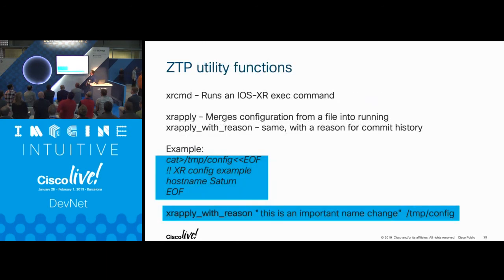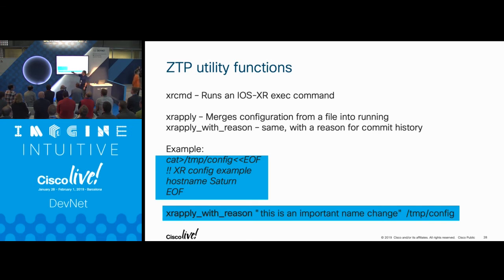And what you can do in those are going to look pretty similar to what we just showed with that CLI integration, basically using the Python API. We have an XR CMD, which runs an exec command within IOS XR. We have an apply and an apply with reason. Those two commands will actually merge a file with the running config.